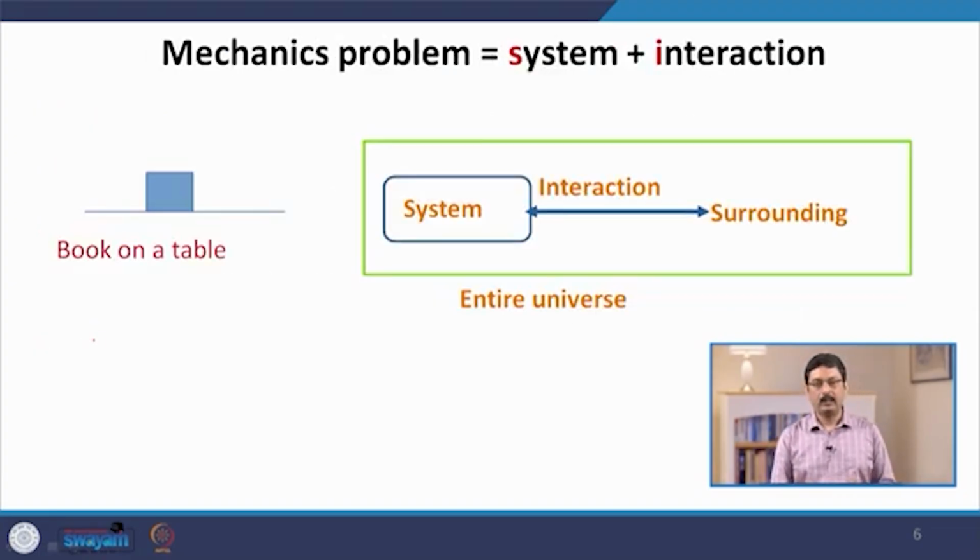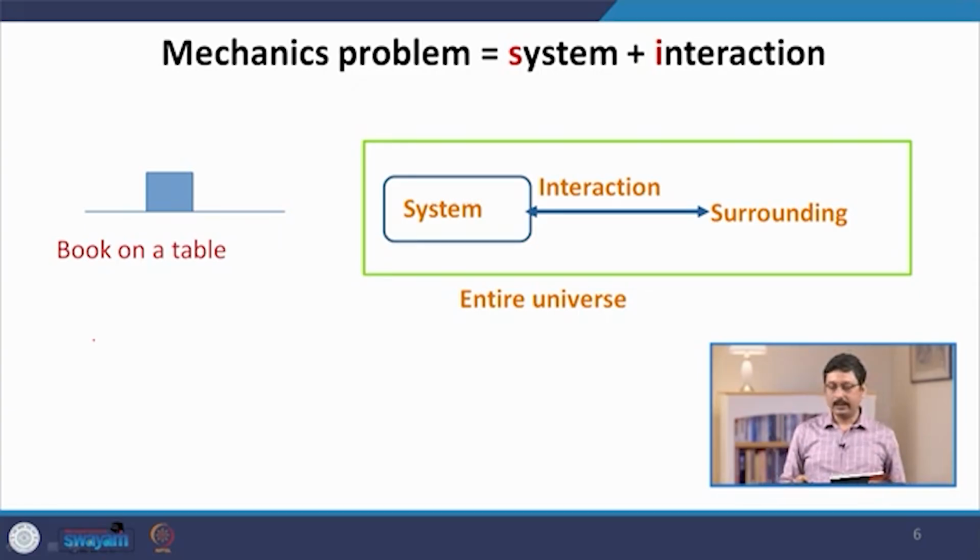Let us see what is meant by this system-interaction picture in more detail. Consider this example of a book on a table. Imagine this is a table and I put a book on the table. This is a very simple mechanics problem. Maybe the book is at rest on the table. Then the question could be: what is the condition under which the book will be at rest on the table?